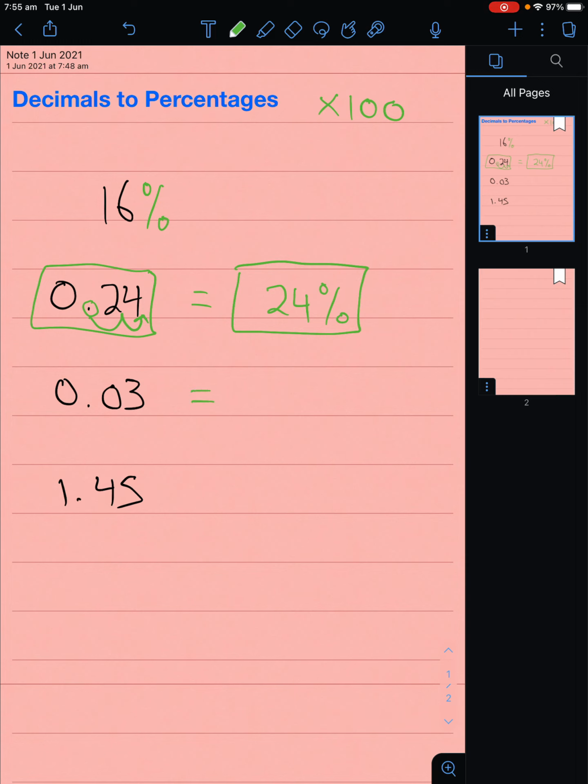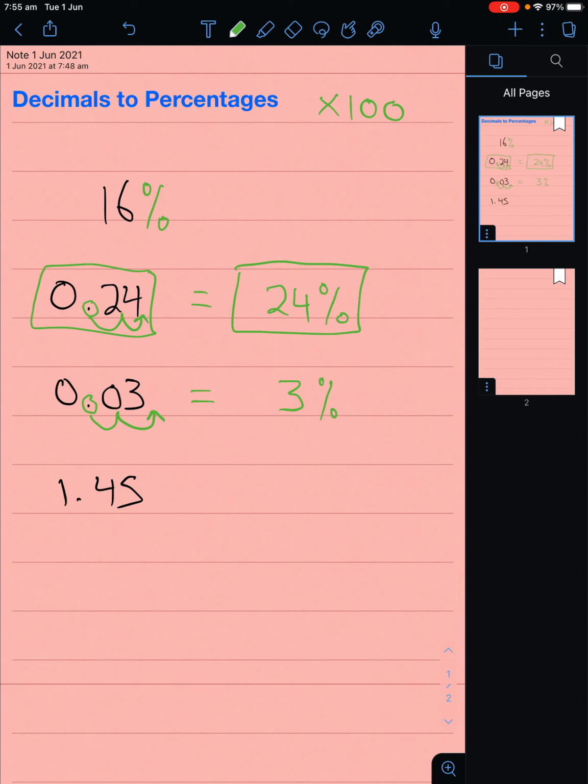Next one, just need to be a bit careful here. When you first look at this, it might be tempting to think that that's going to end up being 30%, but it's not. So if we just go through the process again, we're going to move that decimal 2 spots. So that will come around the back of the 3. And so when we do that, we'll have 3 dot. And again, because there's nothing after the decimal, we actually don't need to write that. So we're just left with 3. Add our percentage symbol, 3%. So 0.03 is the same as 3%.